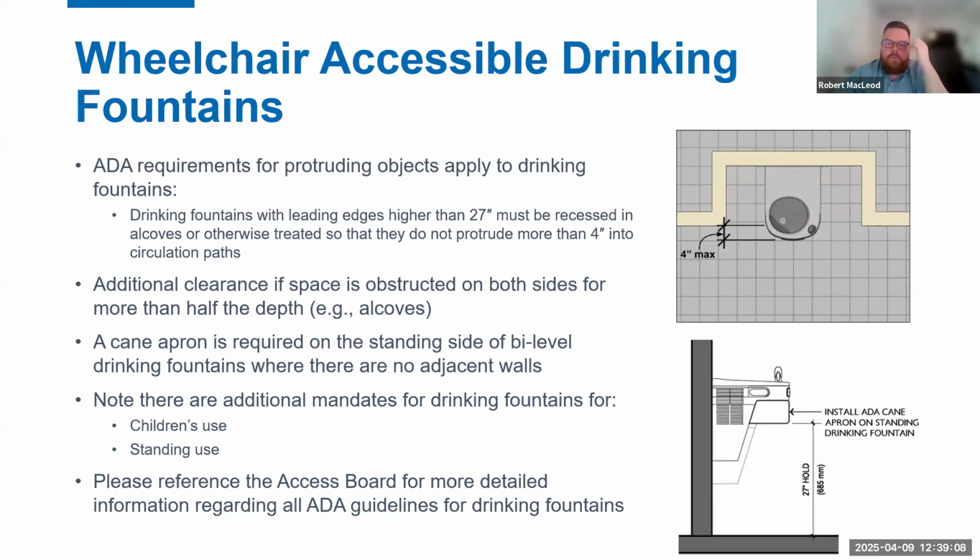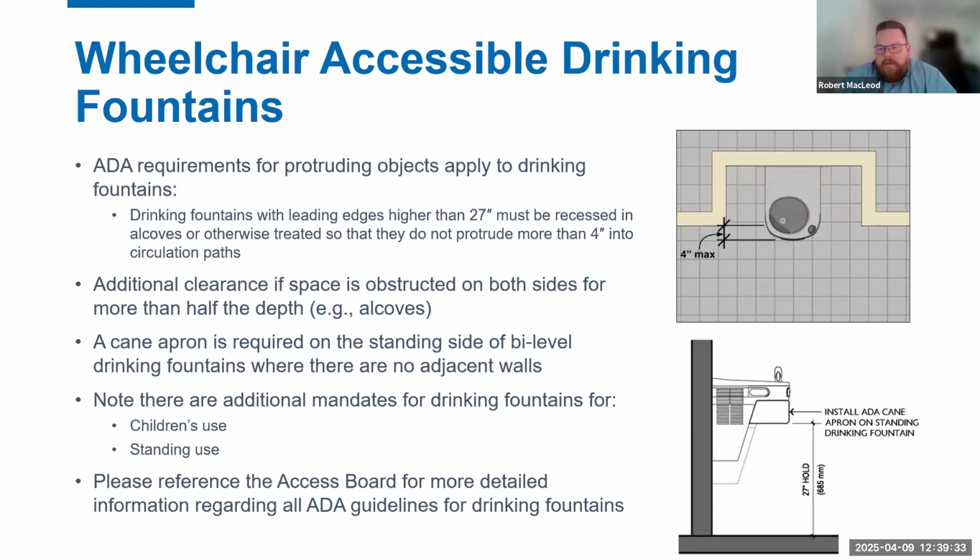Sometimes you will see, especially on bi-level units, we may want to specify what's called a cane apron, so that on a high-low unit we can bring the cane detectable height of that high side down to a proper level. So there's an accessory that you can attach to the bottom called a cane apron to make sure that it is at the proper detection level for a cane on the high side.